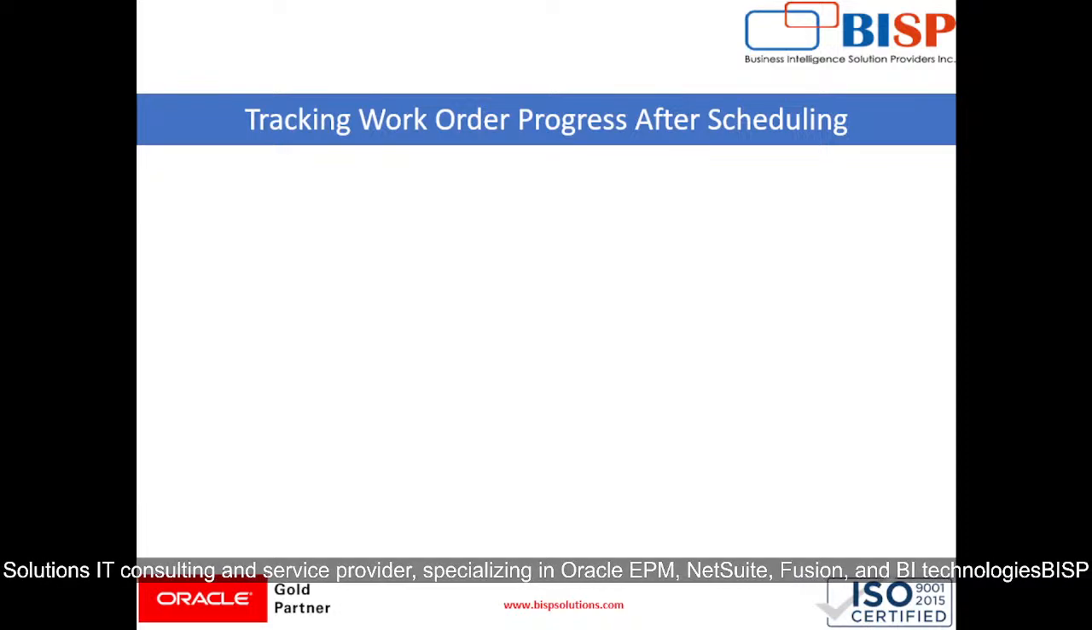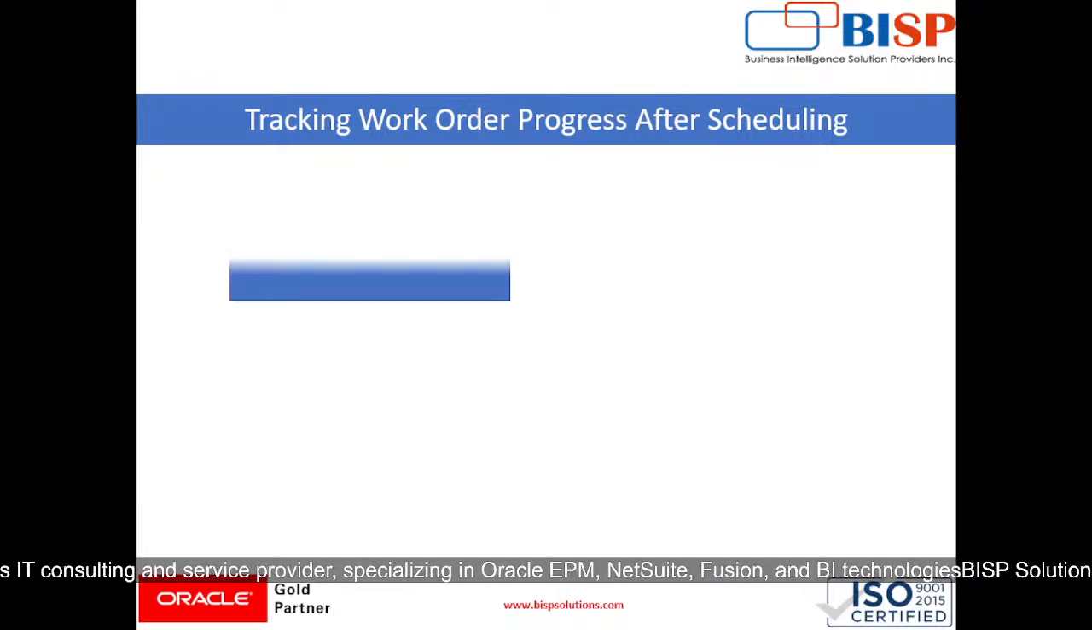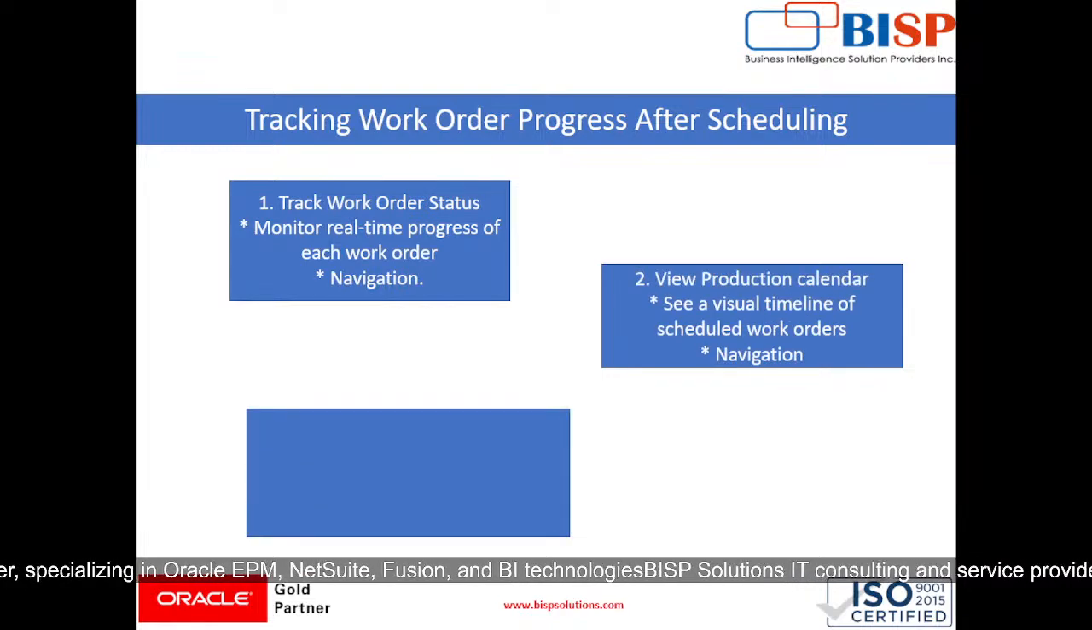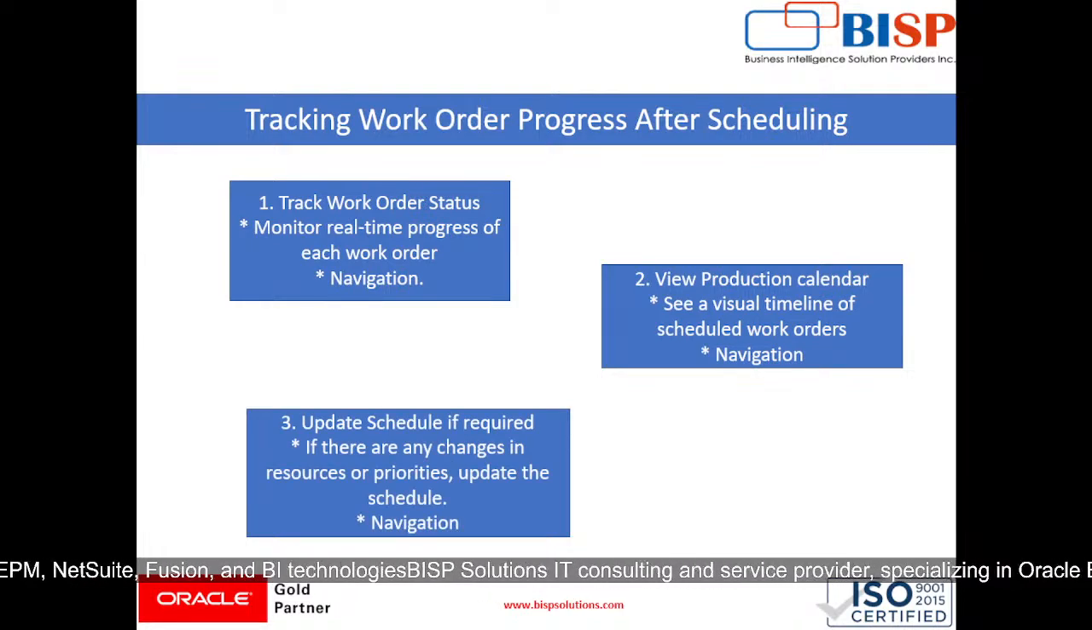Next comes tracking work order progress after scheduling. First we have to track work order status, where we will be monitoring real-time progress of each work order. Then we have to view the production calendar, where we will see a visual timeline of scheduled work orders. And lastly, updating the schedule if required. If there are any changes in resources or priorities, then we have to update the schedule for the same.